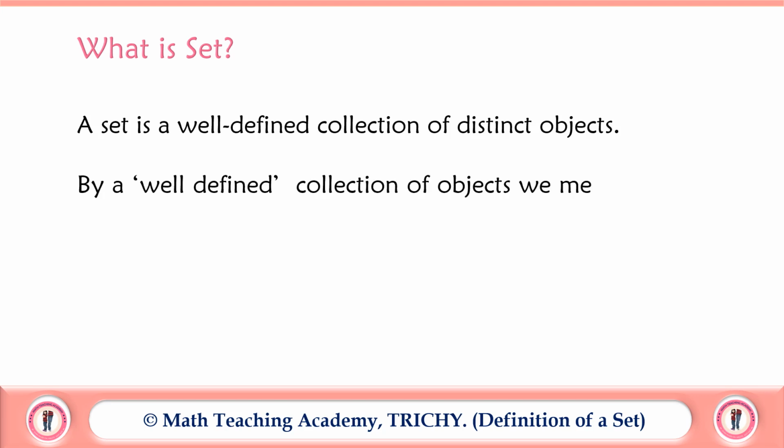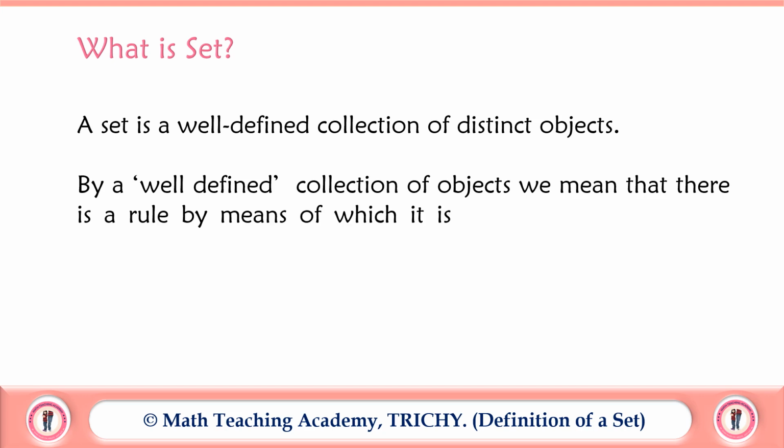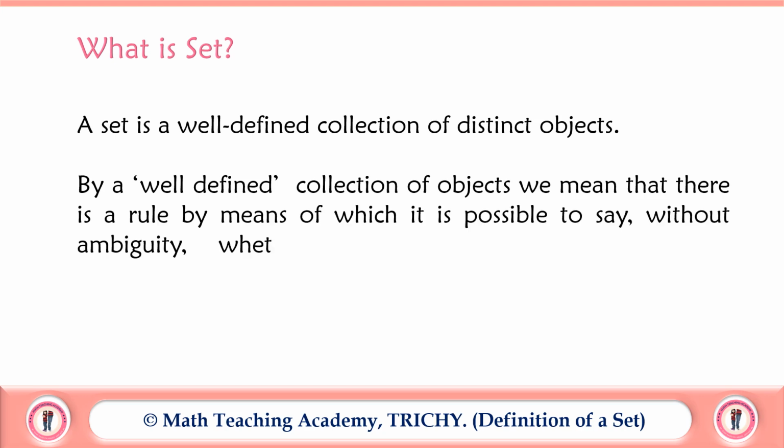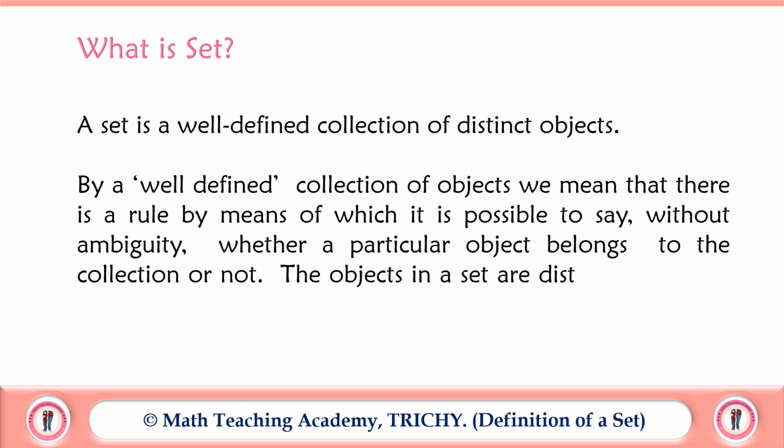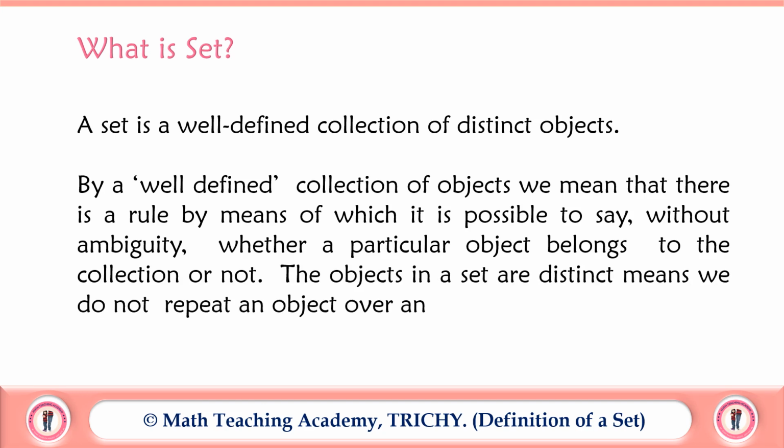By a well-defined collection of objects, we mean that there is a rule by means of which it is possible to say without ambiguity whether a particular object belongs to the collection or not. The objects in a set are distinct means we don't repeat an object over and over again in a set.